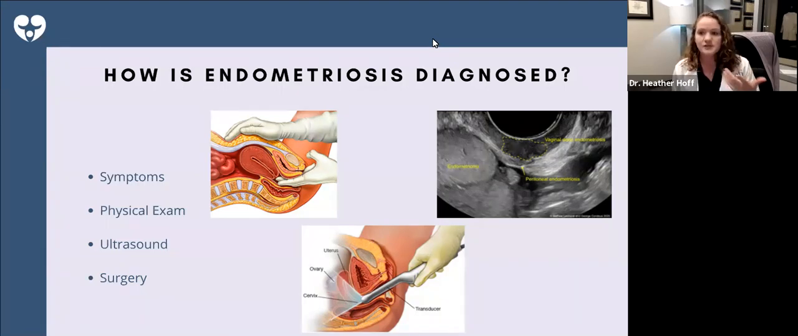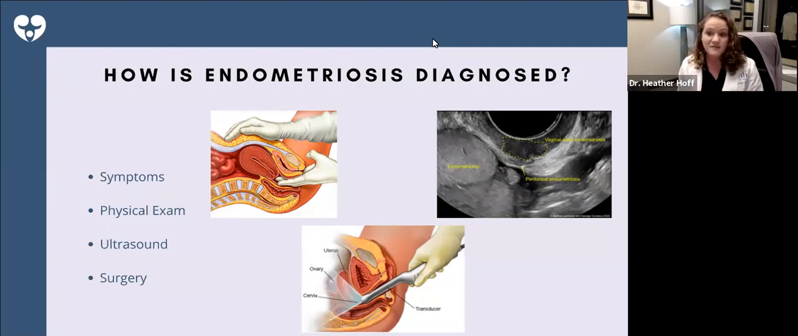One of the first tests that we do is often a pelvic exam. So a pelvic exam is where your doctor is actually going to palpate the uterus, palpate to see if there are any cysts in the ovaries. Also with endometriosis, often the uterus may not move as much because it may be locked in with some of those adhesions or that scar tissue.